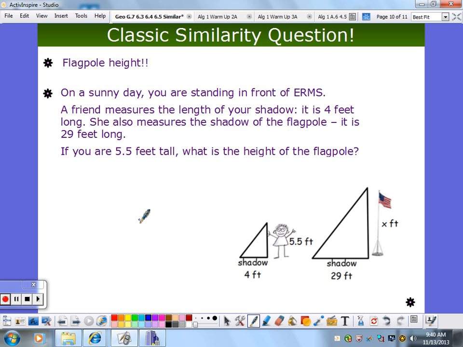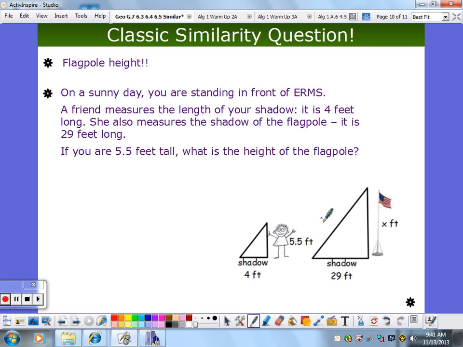We do. So, okay, on a sunny day, you're standing in front of Eagle Ridge. Look at you. Look how happy you are. Aww. All right. A friend, as one does, will measure your shadow. Well, let's see. Your shadow is 4 feet, and you are 5.5 feet, right? She also measures the flagpole shadow. 29 feet. You're standing in exactly the right place so that the sun will cast the shadow in exactly the same way for both of you. So do we see this little triangle here? These are going to be similar triangles if you're standing in precisely the right place, which you are.